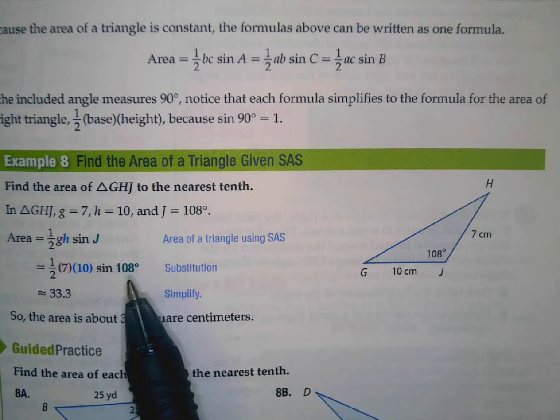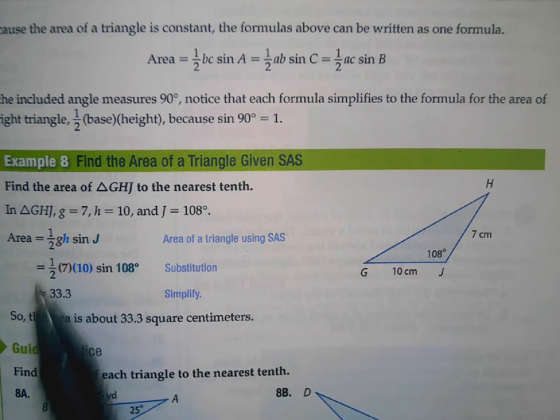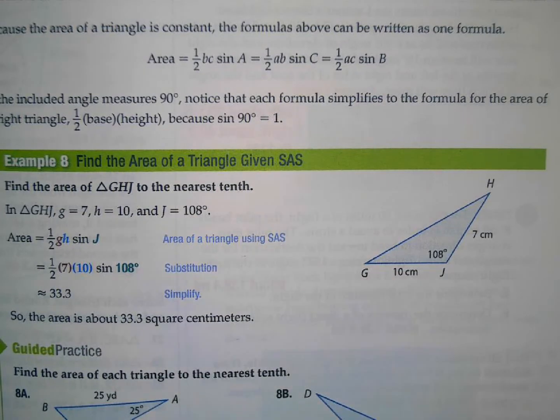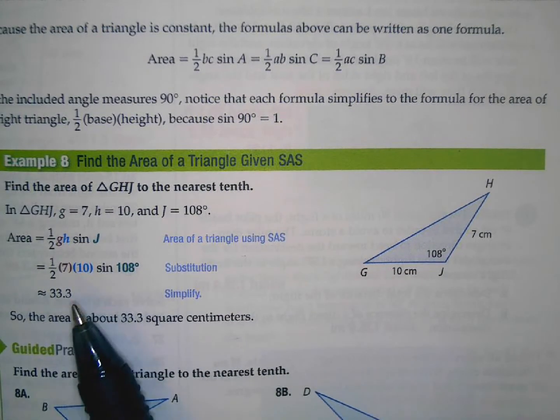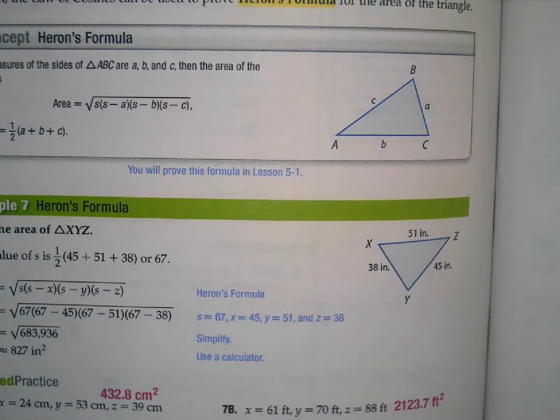So that's what's happening here. Find 7 times 10 times sine 108, then divide it by 2. Half is to divide by 2. And then that's it. You get the area. The answer is 33.3. So this is a much easier formula when you have the side-angle-side. Remember the first one, we just had three sides. Okay, let's do one by ourselves here.